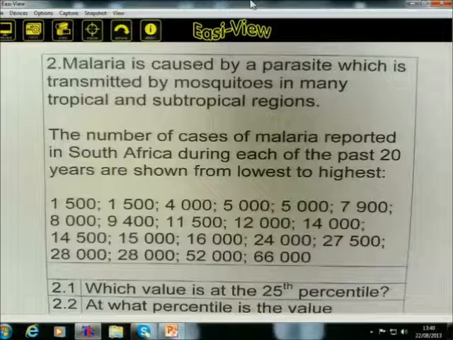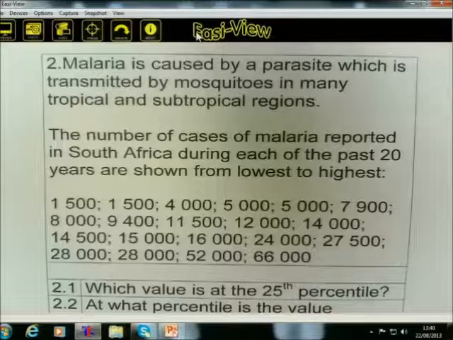With regard to percentiles, grade 12, the question says: malaria is caused by a parasite which is transmitted by mosquitoes in many tropical and subtropical regions. Let me repeat that statement. Malaria is caused by a parasite which is transmitted by mosquitoes in many tropical and subtropical regions.